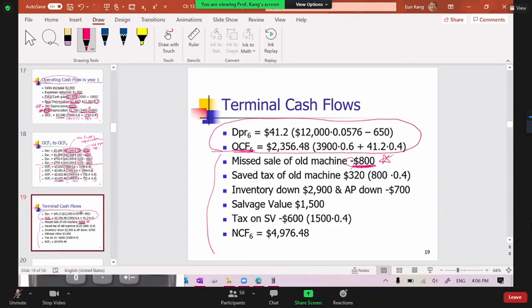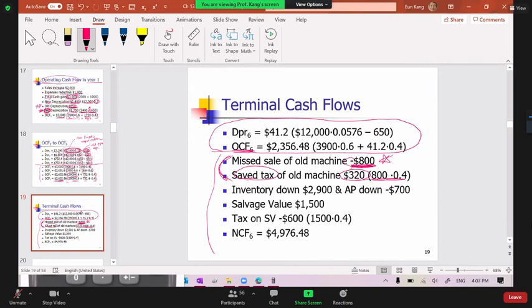But it's not all, because what? Because of not having this deduction, you also don't have to pay tax on that. So the saved tax on the old machine is 800 times 0.4, 320. So in other words, you can combine these two: the after-tax opportunity cost, because you are not using this 800.